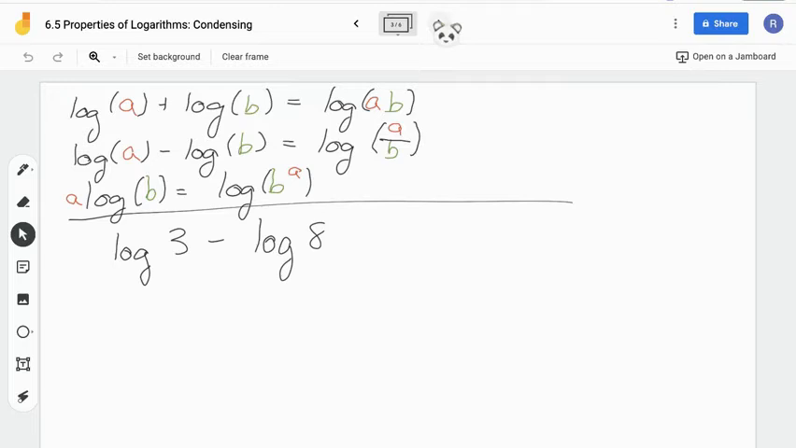Okay, so if it's subtraction and I want to put it together in one logarithm, I'm going to change it to division. 3/8 we're going to leave as a fraction. We can't simplify it at all. We don't want to put it into a decimal because it will change the value a little bit. So just leave it as 3/8, but that's as simplified as it could go.